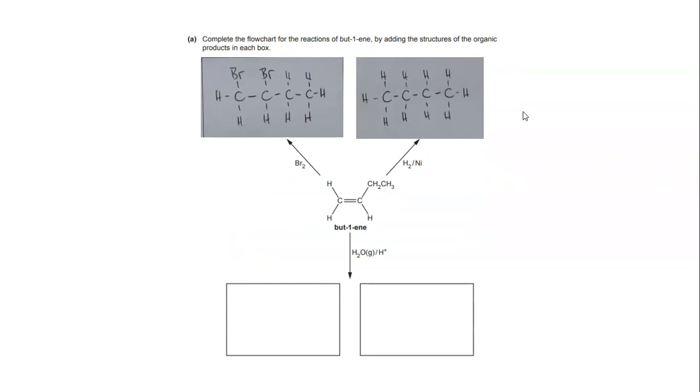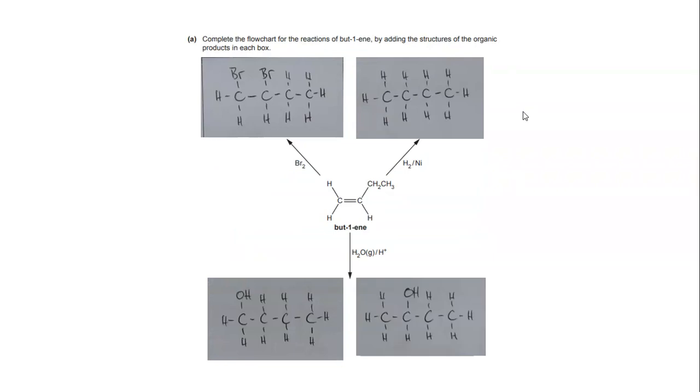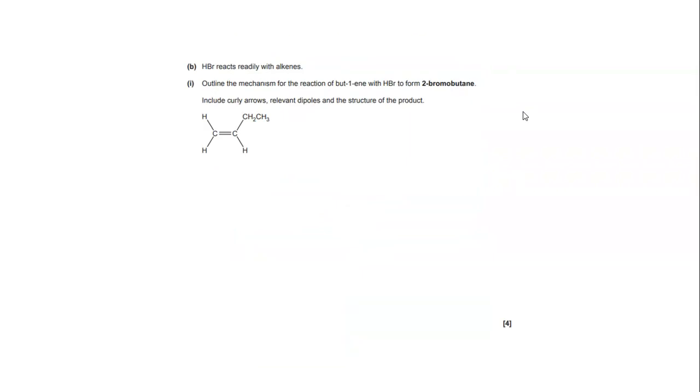Then the reaction with H2O in the presence of an acid catalyst would form either butan-1-ol, which is going to be the minor product, or butan-2-ol, which is your major product. Okay, you need those 4. It didn't have to be displayed formula. You could have done the skeletal formula or semi-displayed. It is up to you as long as you have the right product.